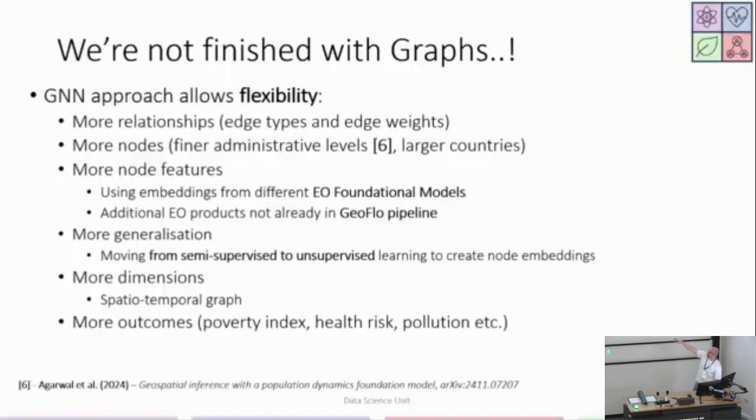This point here, more generalization, that's the gravy I want. Going from semi-supervised to unsupervised, so using contrastive loss. You take two nodes, you're not using labels, you're determining how similar they are to each other, and then you give them a score. By doing that contrastive loss, you can create node embeddings, and then you could use them for a bunch of downstream tasks. So in that way, you'd be creating a foundation model in that you could use it for things like population density, poverty index, health risk, pollution, whatever you can think of, I suppose.